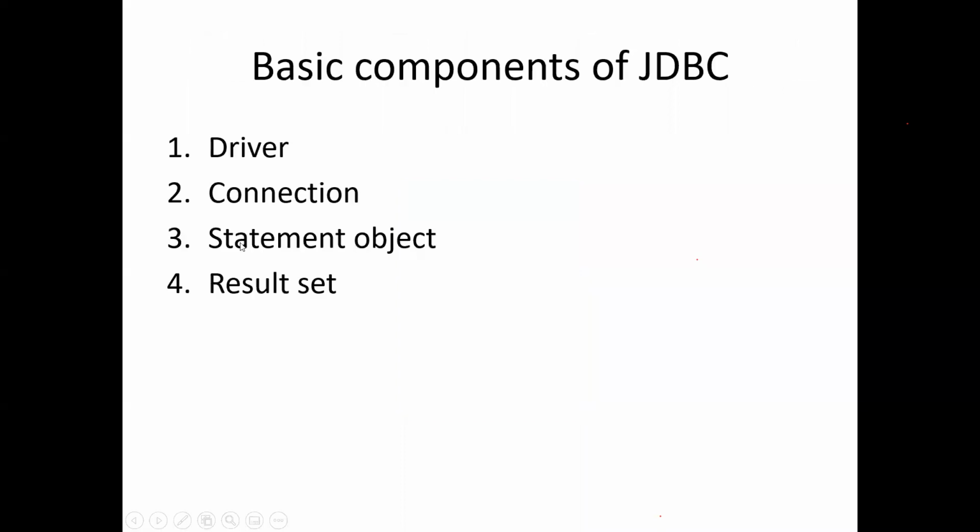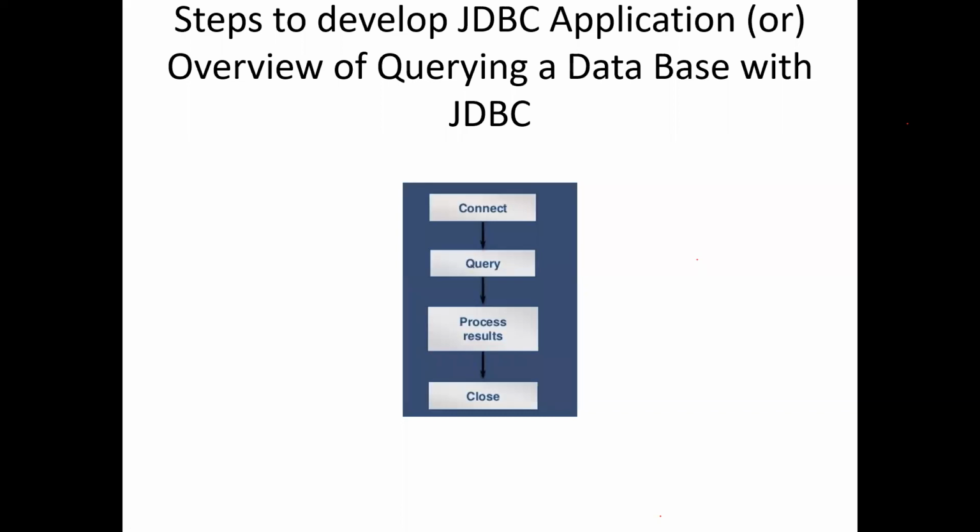Already we have four basic components available. With the help of these four basic components, how will I communicate from the Java application to the database? Now I will explain the step-by-step process. That's why the steps to develop a JDBC application are also called an overview of querying a database with JDBC. Here we have four different steps.